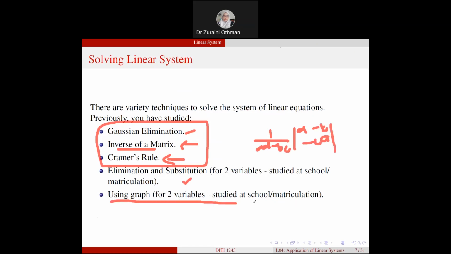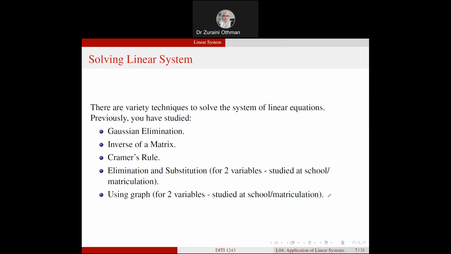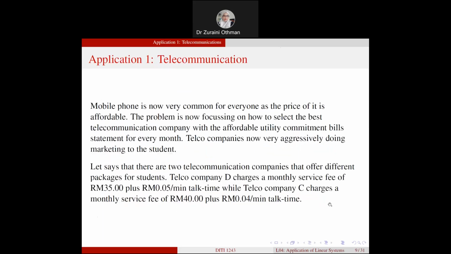Then another one is using graph. Okay, using graph ni pun kita boleh cari dia punya intersection with two variables. Ini ialah kita selesaikan persamaan yang pertama dan kedua guna persamaan serentak tu sebenarnya. We learned already in school. Okay, and we look at the example of each application.